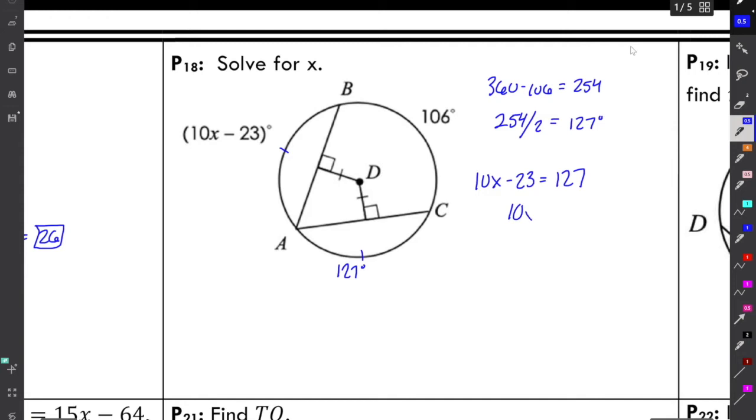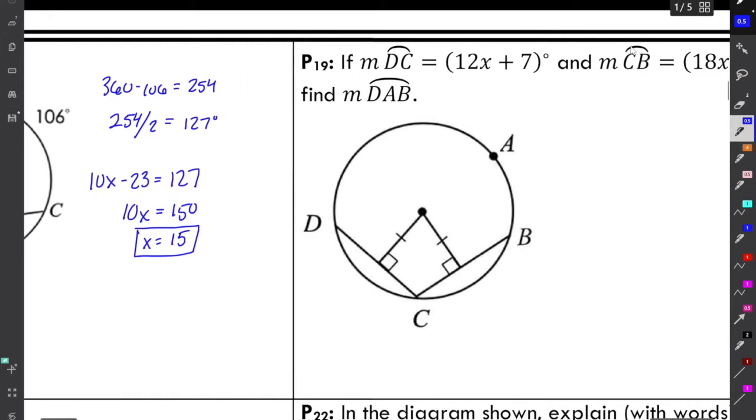Add the 23 to both sides. You get that 10x is equal to 150. So x is equal to 15. And we're done. Number P19.